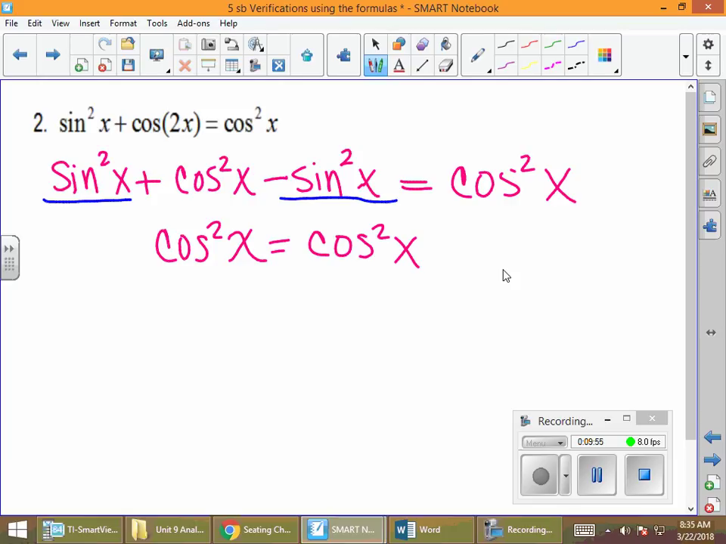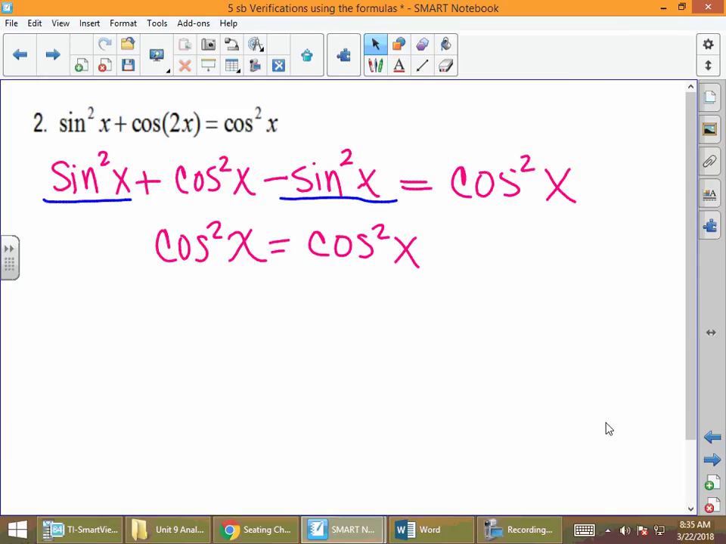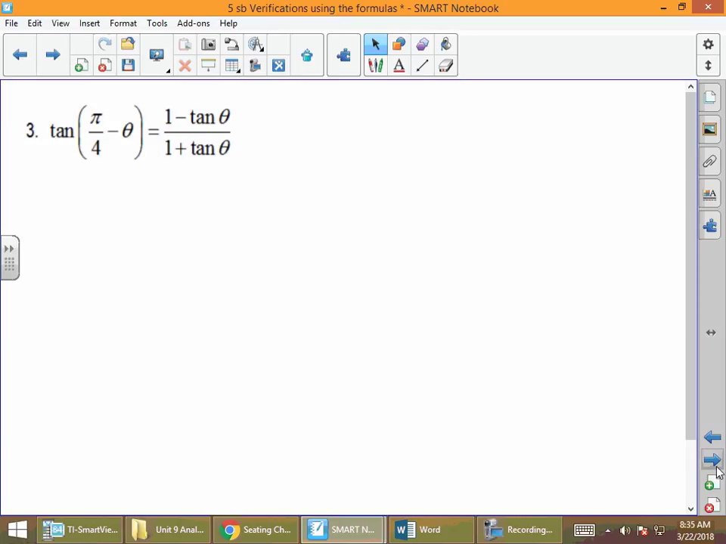Again, if we have these identities in front of us, it may be helpful. And certainly the sine identities and cosine identities are a little less complex than tangent. So what happens when we turn over our notes? Tangent.